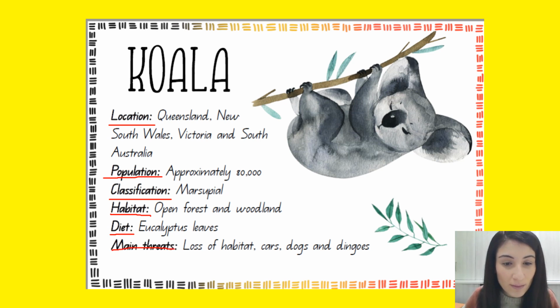And then at the bottom here, we've got the main threats. So things that might be a threat to koalas, things that might be a danger to koalas. So we've got loss of habitat, maybe when people chop down trees, unfortunately that means koalas lose their homes. There might be cars on the road that might unfortunately hurt koalas or kill them. Dogs and dingoes might also put koalas in danger. So as you can see, these little fact sheets have lots of information that you could maybe use for your gathering information chart when we get up to that.